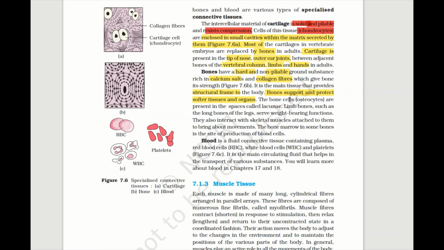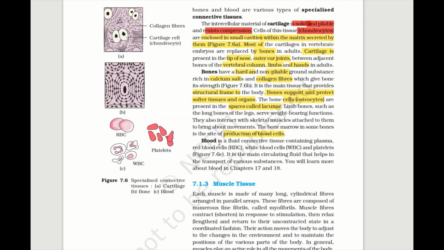In cartilage, we have seen the cells are called chondrocytes. Here in bone, the cells are called osteocytes. These osteocytes are present in spaces within the bone, and these spaces are called lacunae. Bones interact with skeletal muscles for movement, and within the bone you have the bone marrow, where blood cells are produced.